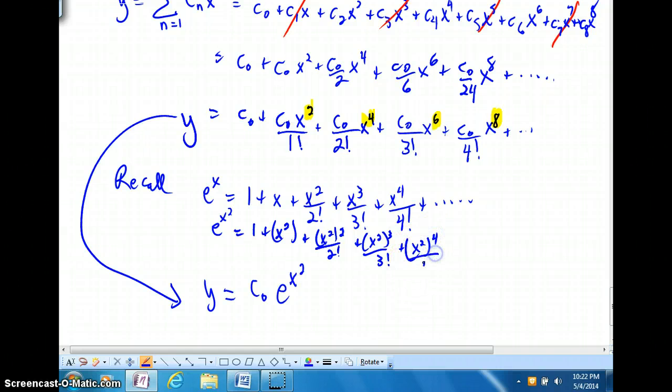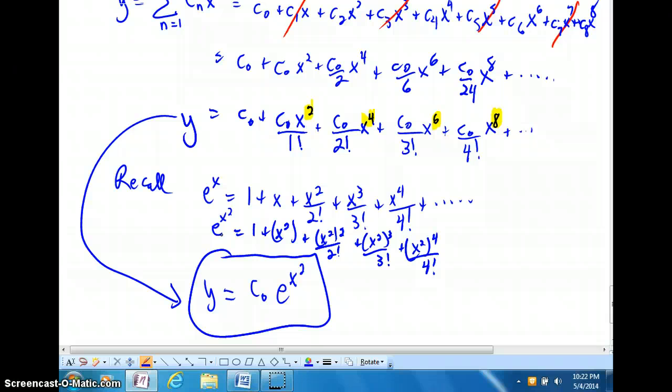So something to think about here. We could have factored that c sub 0 out in front, and this is our series solution. There are other ways to come to that. In fact, we could have used an integrating factor from way earlier in the year. That would have been a much easier solution. In fact, we did that in class together.